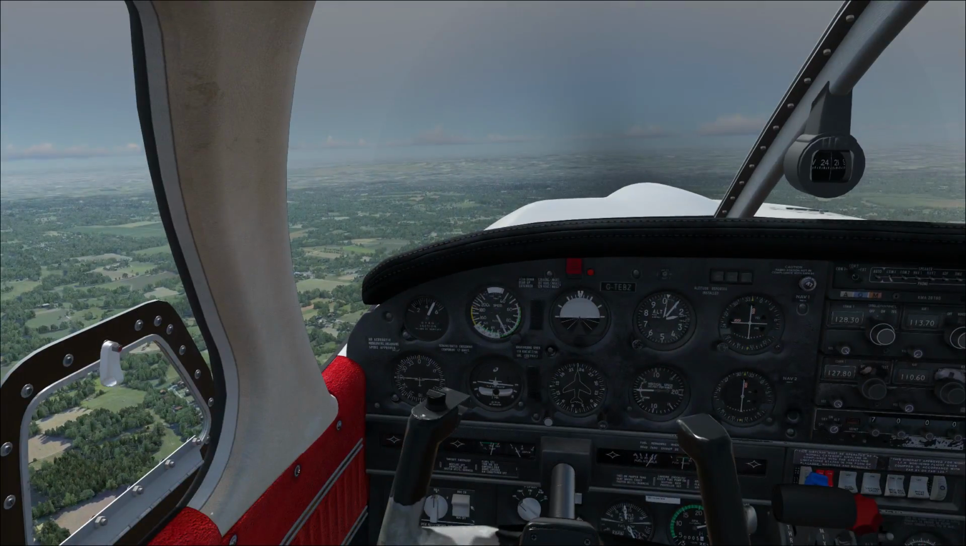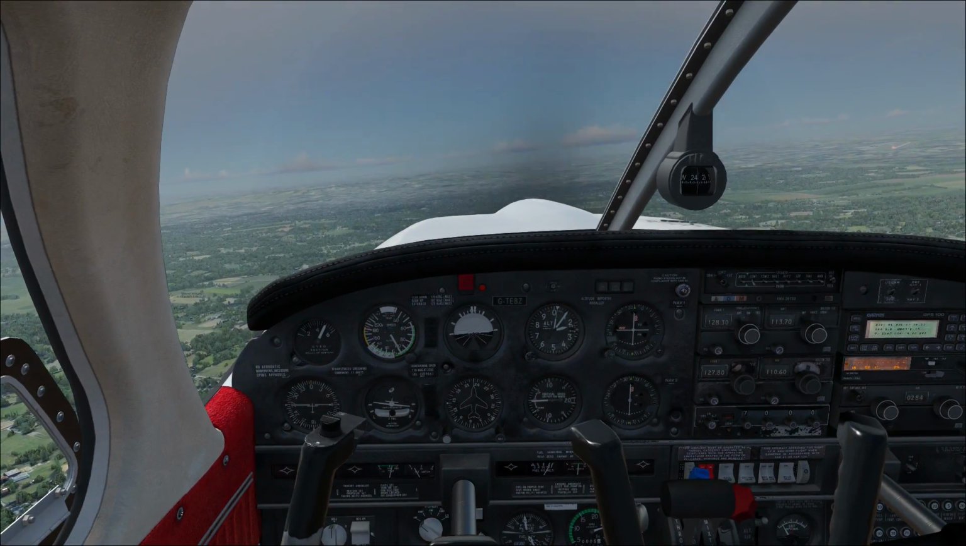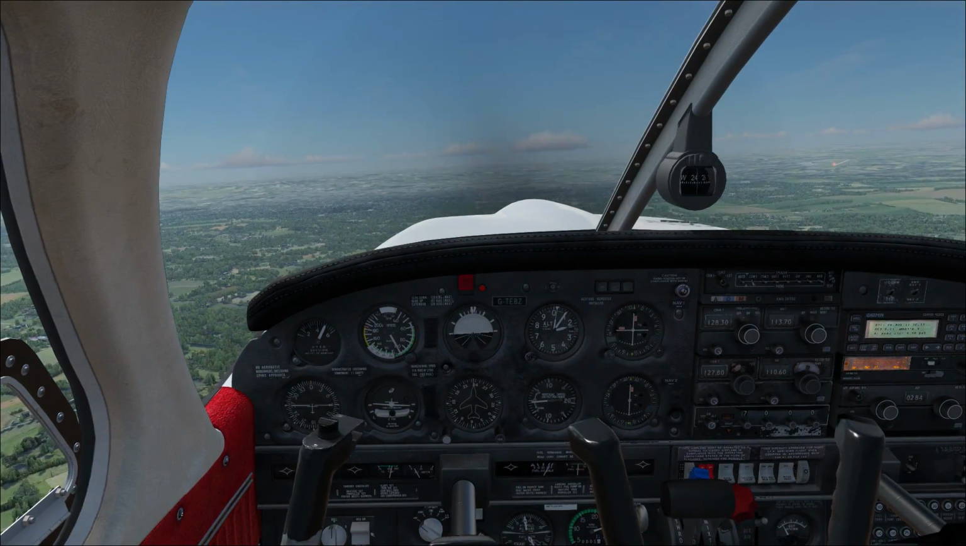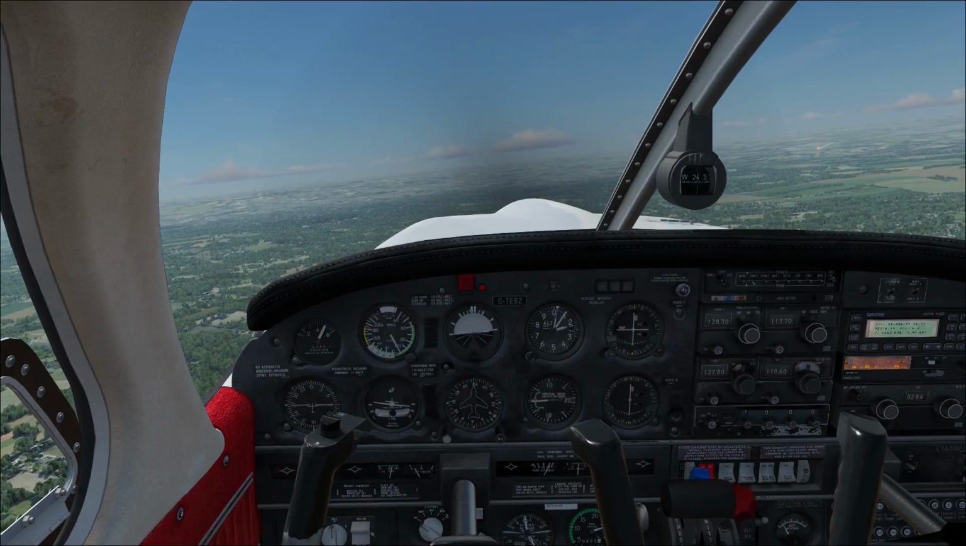I'm actually lining up for the runway. I'm going to land this aircraft because in the next episode I'm going to show you how to land an aircraft. So I might as well give you a little bit of a preview now on that.